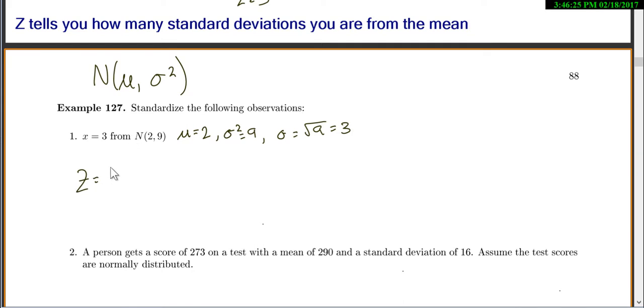So z is always equal to x minus mu over sigma. We have a 3 for x minus 2 for our mean, divided by 3 for our standard deviation. I just don't like having the same number in there twice. But we get 1/3, and so you've standardized it.